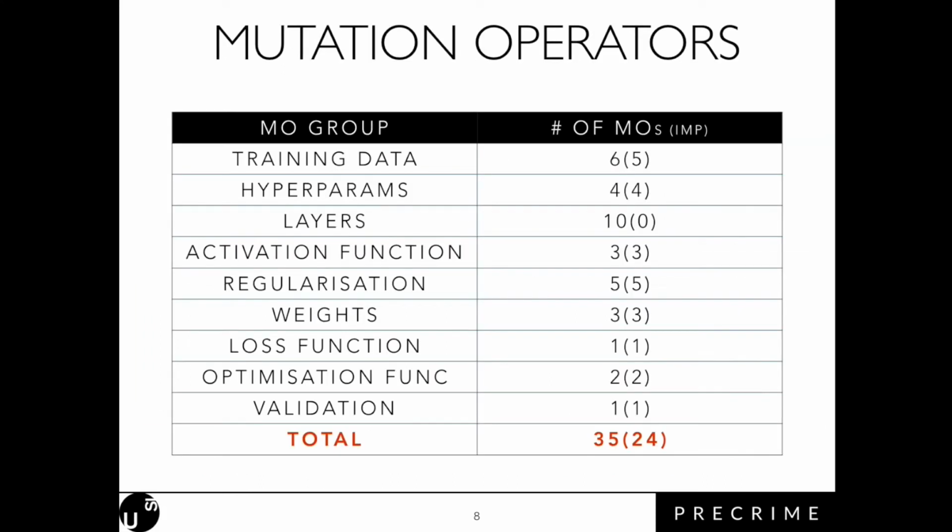And here you can see those operators divided in groups by the area of applications. So there are operators that can affect the training data, such as removing a portion of training data or hyperparameters, or changing the activation of the loss function. And we implemented 24 of these operators in a tool that we call DeepCrime.